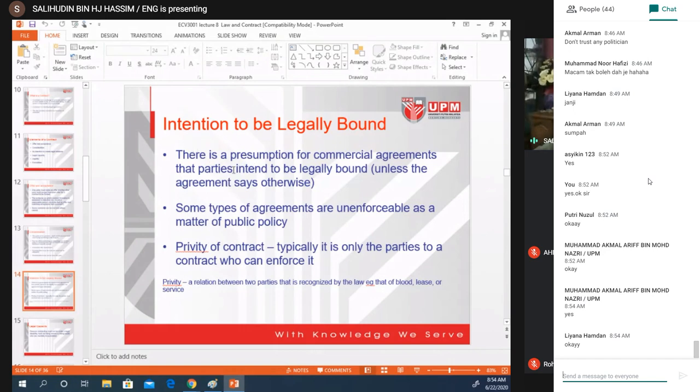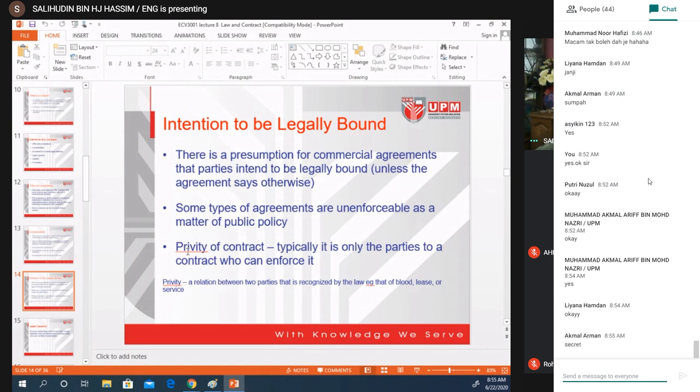Okay, intention to be legally bound is a definition. I will explain to you, except this privity. Privity means what? Not secret, that's privacy. Privacy is different. The definition there is a relation between two parties that is recognized by the law. For example, your father has a contract to sell the property to some other people. Suddenly your father passes away. So you, your siblings and your mother inherit the property, and you can become part of the contract. That is privity.